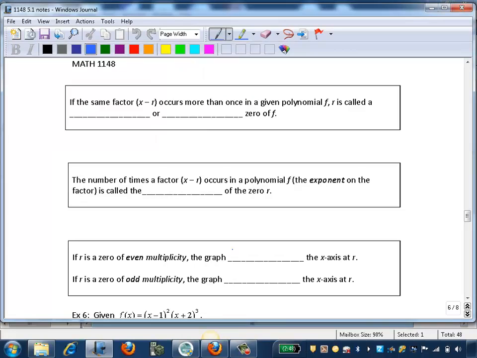As we continue our discussion of polynomial functions, we're now going to introduce the idea of multiplicity. If the same factor x minus r occurs more than once in a given polynomial f, r is called a multiple or repeated zero of f.